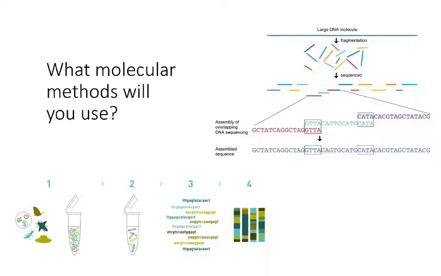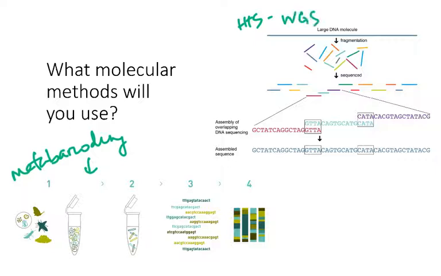And then we want to think about what molecular method you're going to use once you actually collect those samples. So are you going to use something like a metabarcoding approach, which is shown here? Or are you going to do some type of high throughput sequencing, like maybe whole genome sequencing? So think about what type of molecular method that we've already talked about so far in class you are going to use.